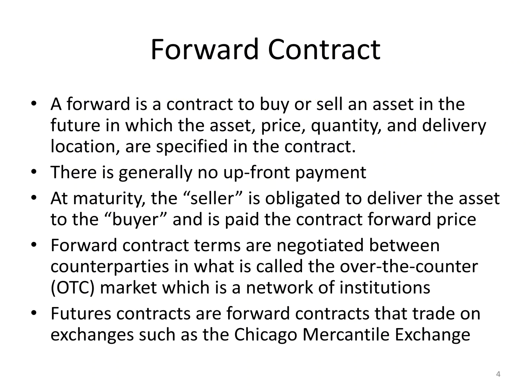A forward contract is simply a contract to buy or sell an asset in the future in which the asset price, quantity, and delivery location are specified in the contract. There's generally no upfront payment. It's simply a signing of a contract. At maturity, the seller of this contract is obligated to deliver the asset to the buyer and is paid the contract forward price that is specified.